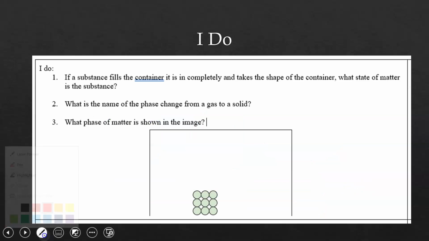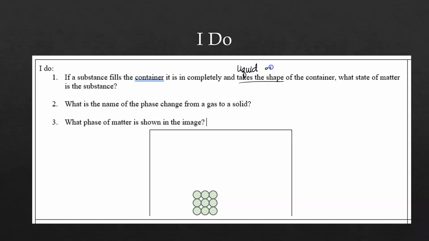So here we are at the I do's. Together we will do these. If a substance completely fills a container and takes the shape of the container, what state of matter is the substance? Well, looking at takes the shape, that can either be a liquid or a gas. So we have to look at the other one. Fills the container. Well, there's only one state of matter that fills the container, and that is a gas. So saying that gas has both of these necessary characteristics, the state of matter is a gas.